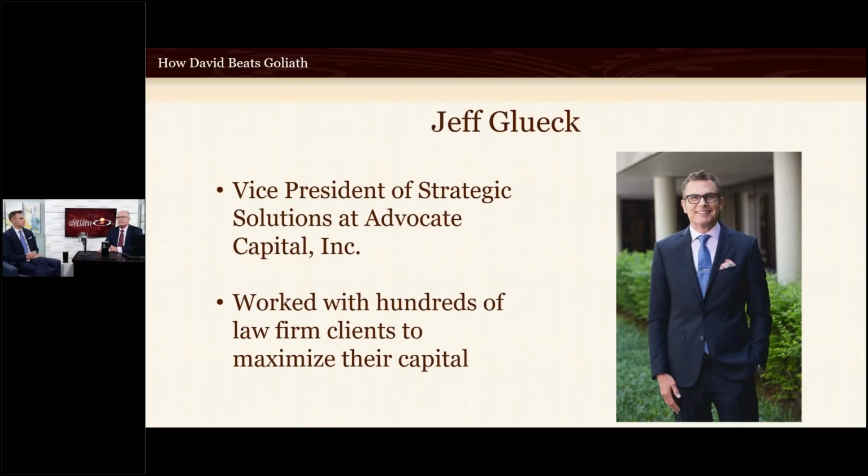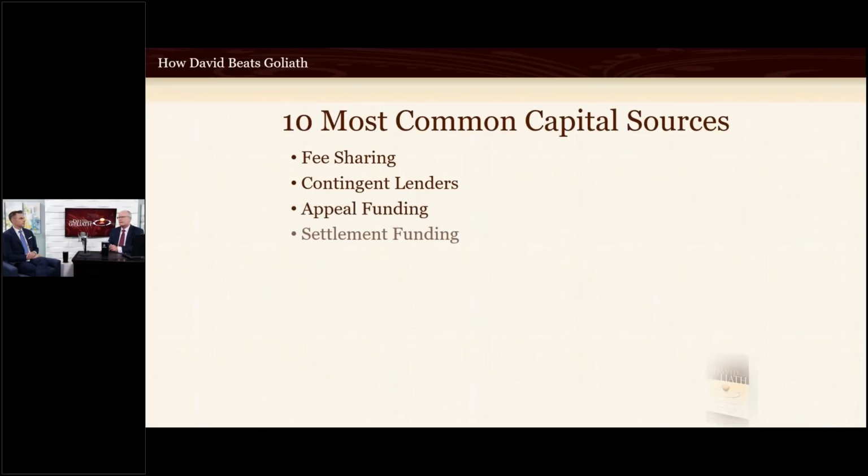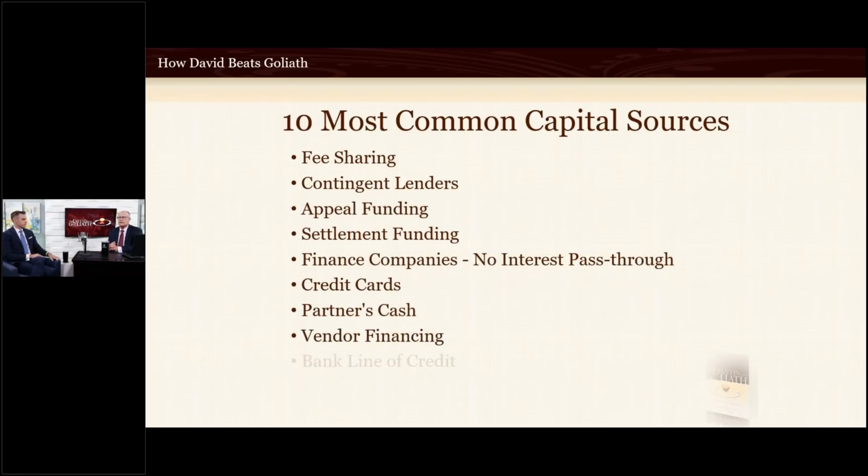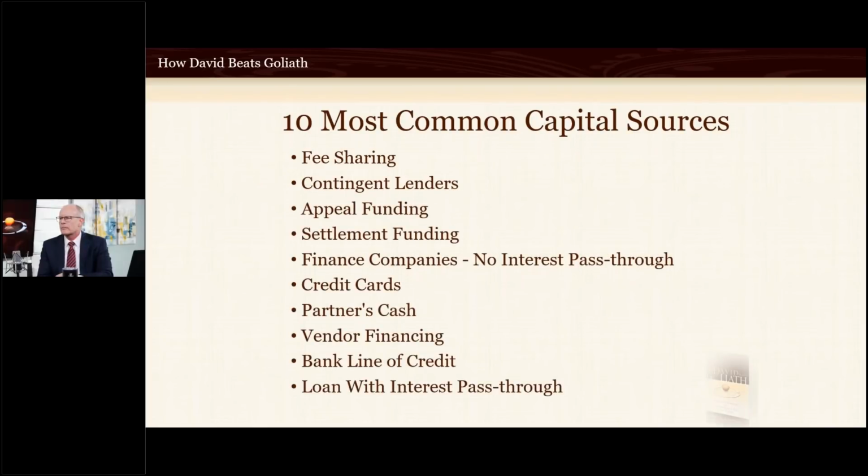So we'll get started. These are the 10 most common forms of capital for contingent fee law firms. They range from fee sharing to loan with interest pass-through. And what we'll do is touch on each of these, talk about advantages, disadvantages, and relative economic costs not accounting for risk abatement. So let's get started by thinking about this list.